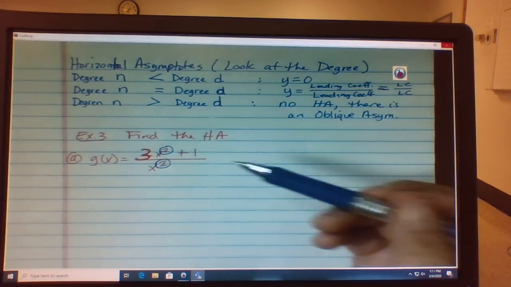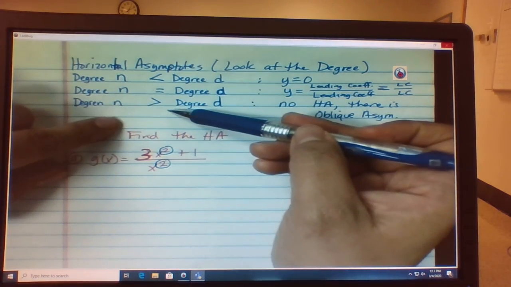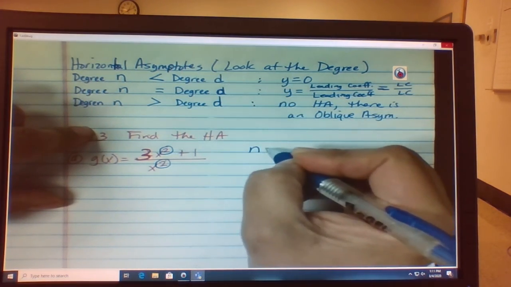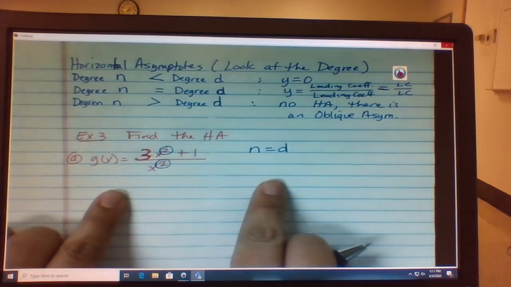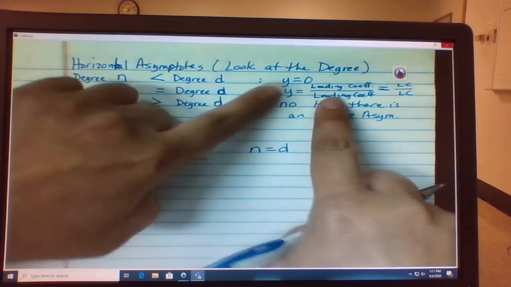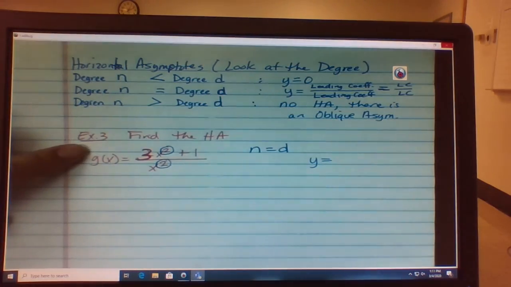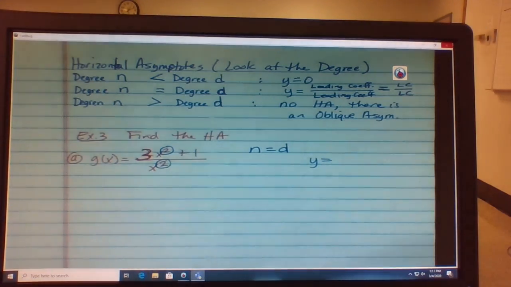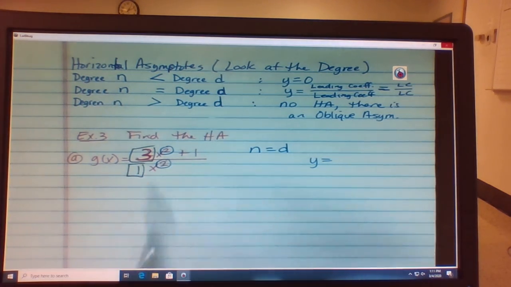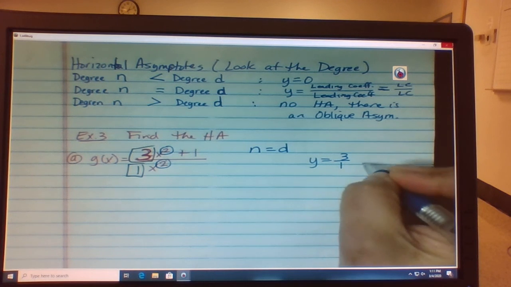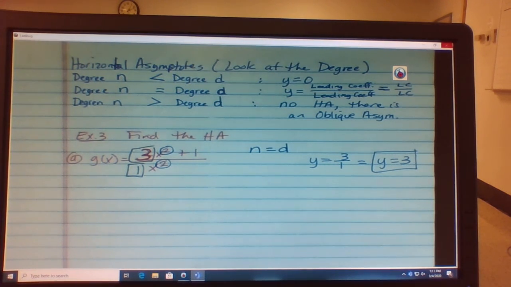2. So when I look at the degree of the numerator and the degree of the denominator, is it less, equal, or greater? Your degree of your numerator is equal to the degree of the denominator. So the rule says if your degrees are equal, your answer is y equals leading coefficient over leading coefficient. Well, what's your leading coefficient here? 3. What's your leading coefficient down there? It's a 1. So I have 3 over 1, which is just 3. That is your horizontal asymptote.